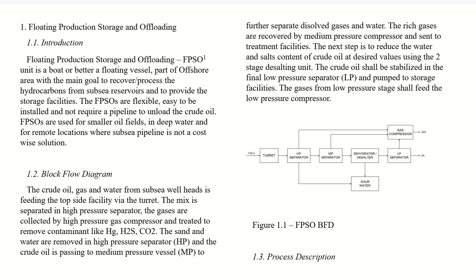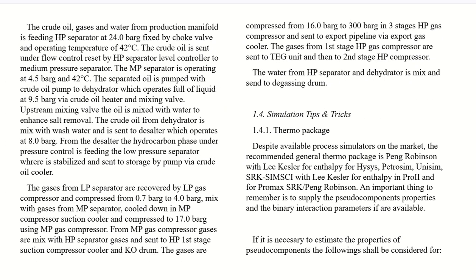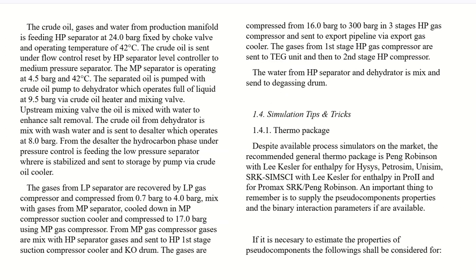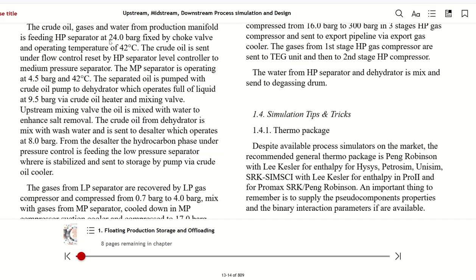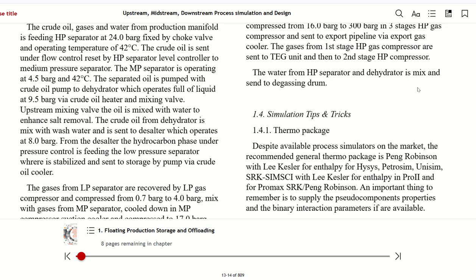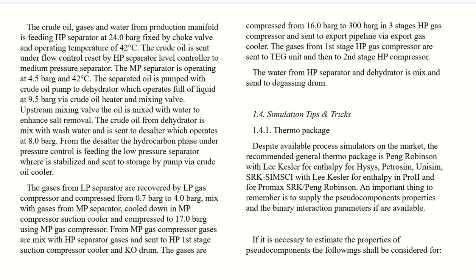Okay, and let's look into the major process description for this FPSO. The crude oil, gas, and water produced from the manifold are fed to the HP separator at 24 bar gauge, fixed by the choke valve, with an operating temperature of 42 degrees C. These are typical values I am talking about, and the pressure and temperature can vary. The crude oil is sent under flow control, reset by HP separator level control, to the medium pressure separator. The MP separator is operating at 4.5 bar gauge.